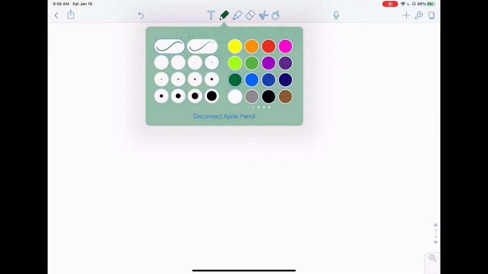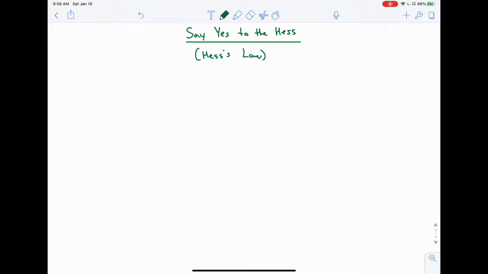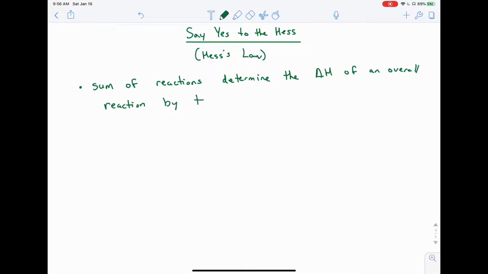Okay, so what does Hess's Law state? Now, you don't need to repeat this. You don't have to define this. You'll never have to say this. So I'm putting this in my own words. Essentially, what we're saying is the sum of reactions determines the delta H of an overall reaction by taking the sum of the individual reactions.